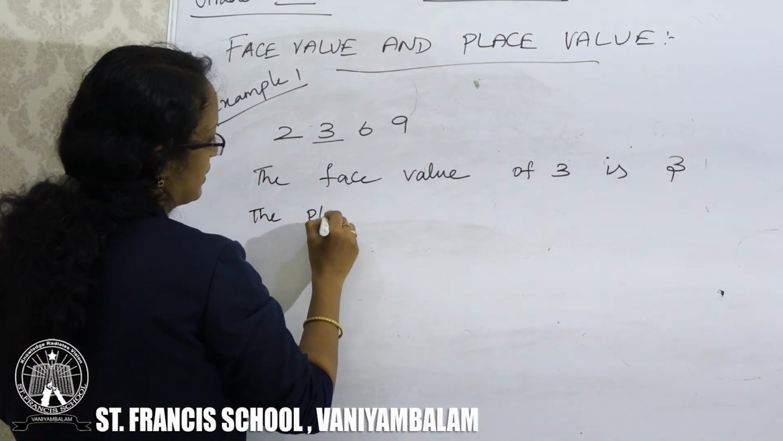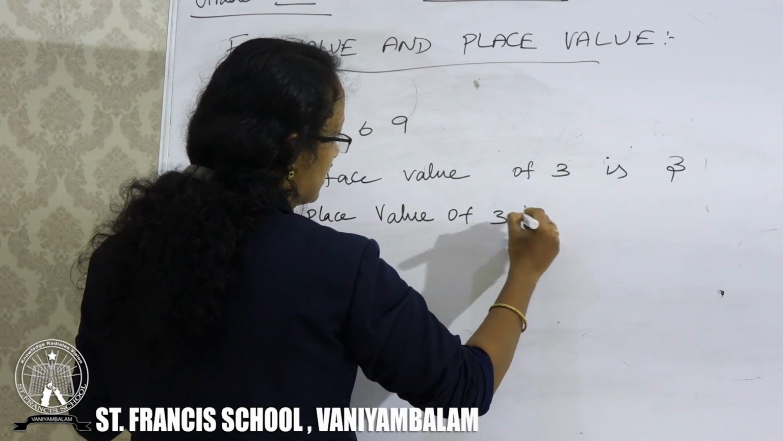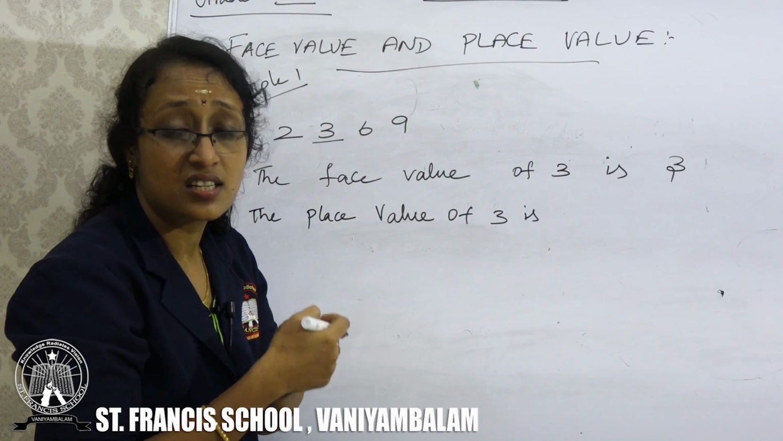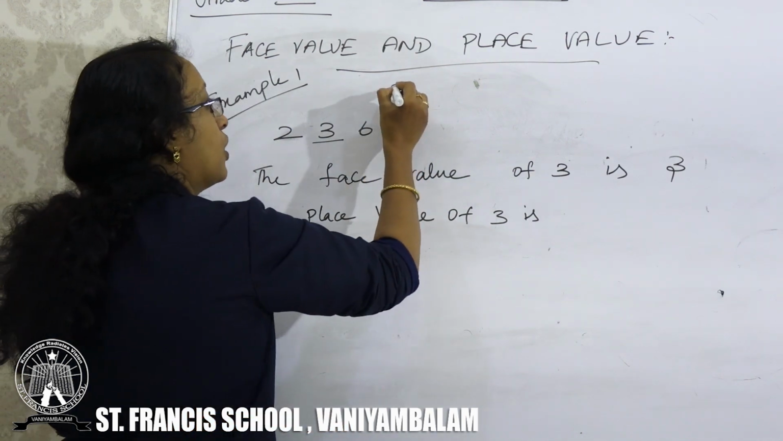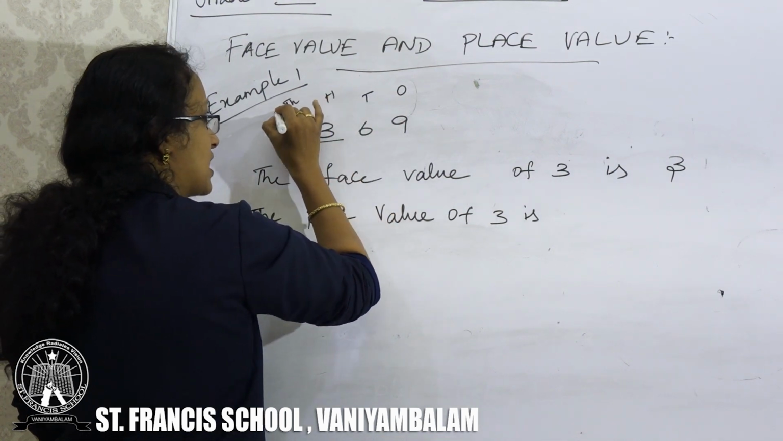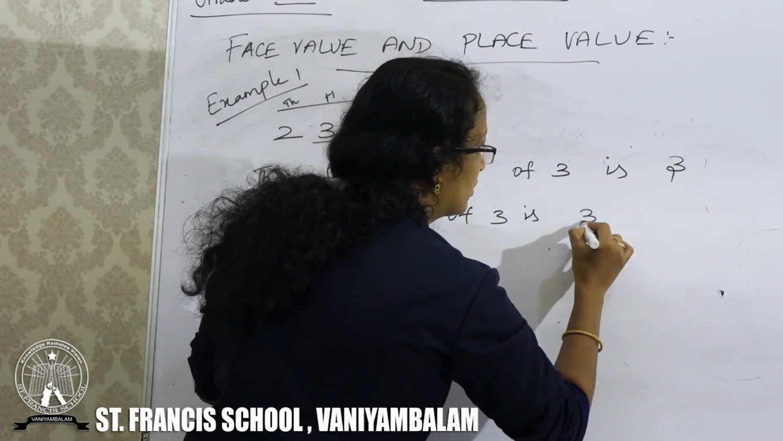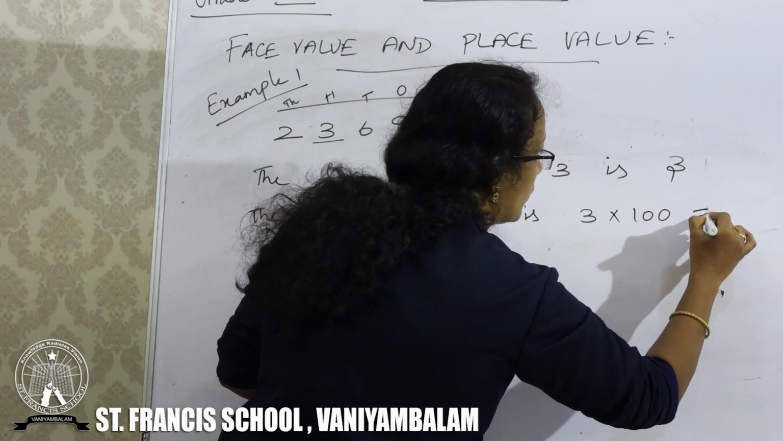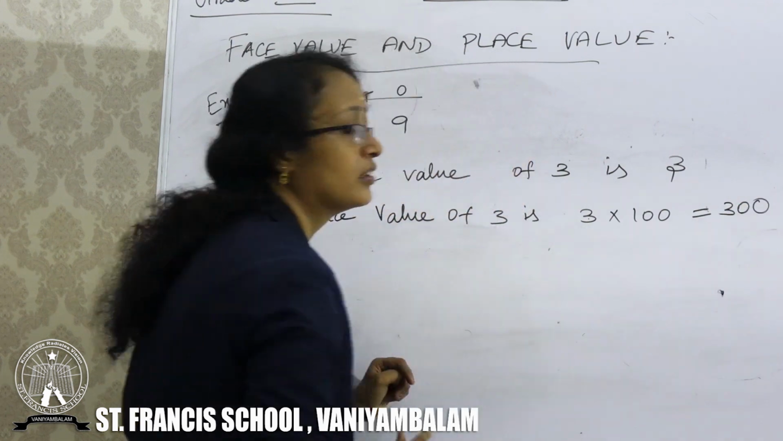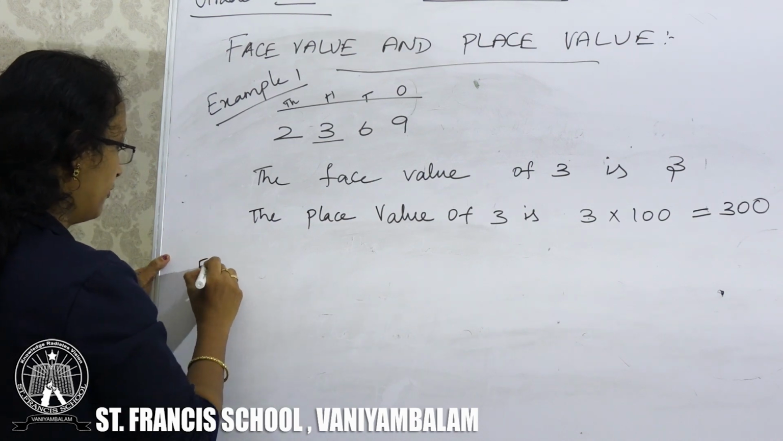So what will be the place value? Next, the place value of 3 is, when you write the place value of 3, it is just to check the place value chart. Ones place, tens place, hundreds place, and this is in thousands place, right? So 3 is in which place? Hundreds place. So 3 into 100, which is equal to, write the 3 ones, and how many zeros you have? 2 zeros. 3 into 100 is 300. Next, one more example.